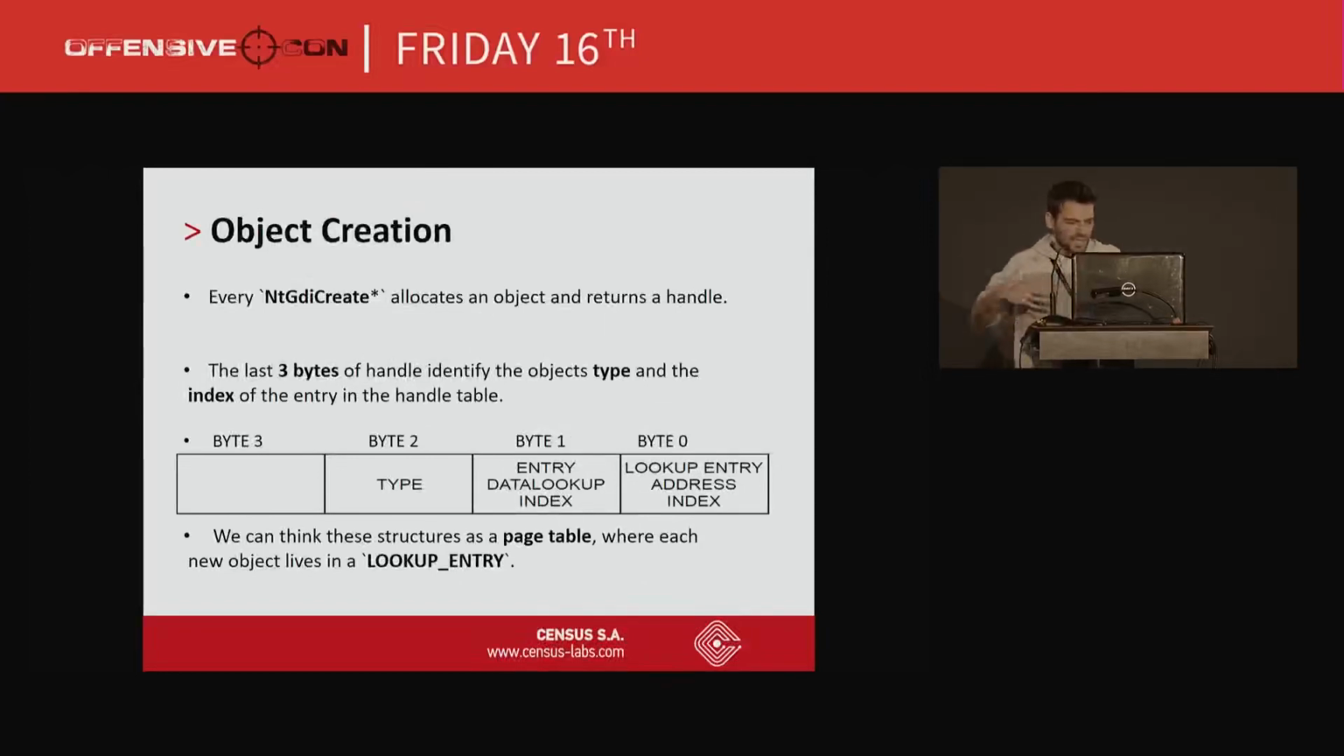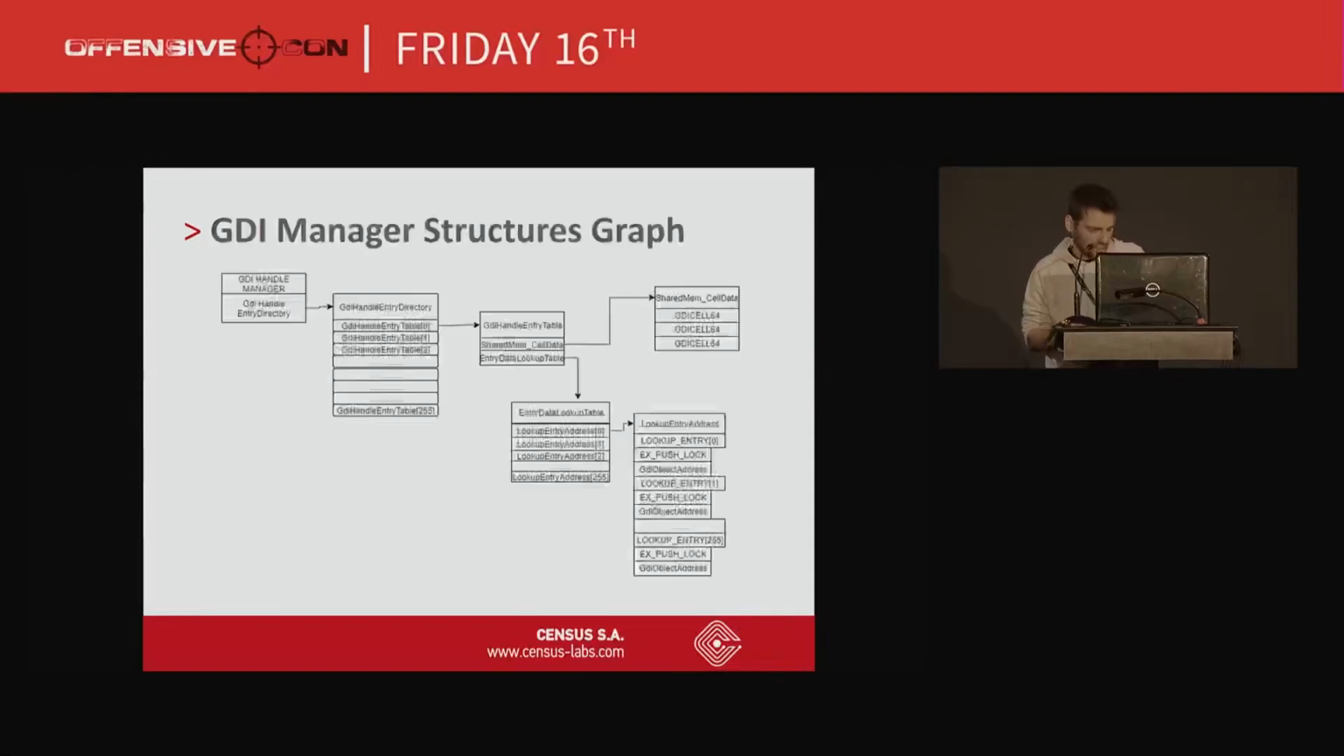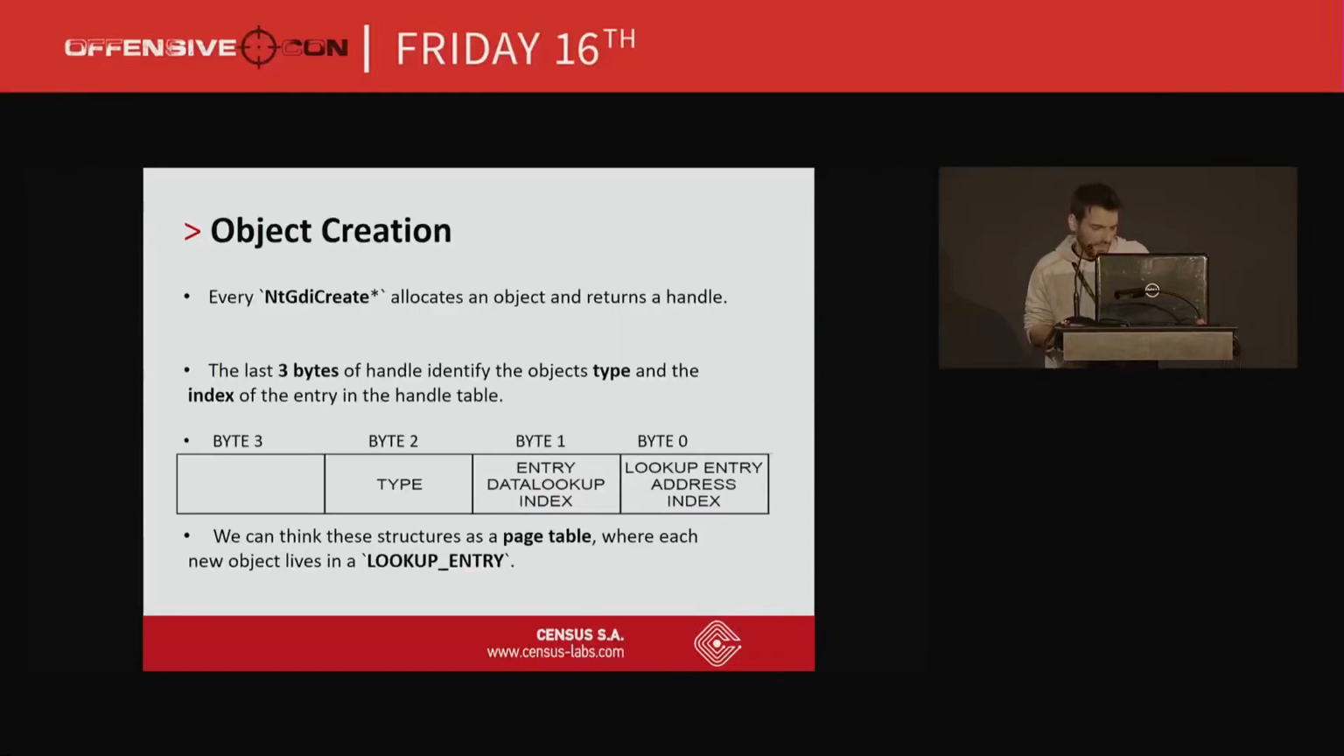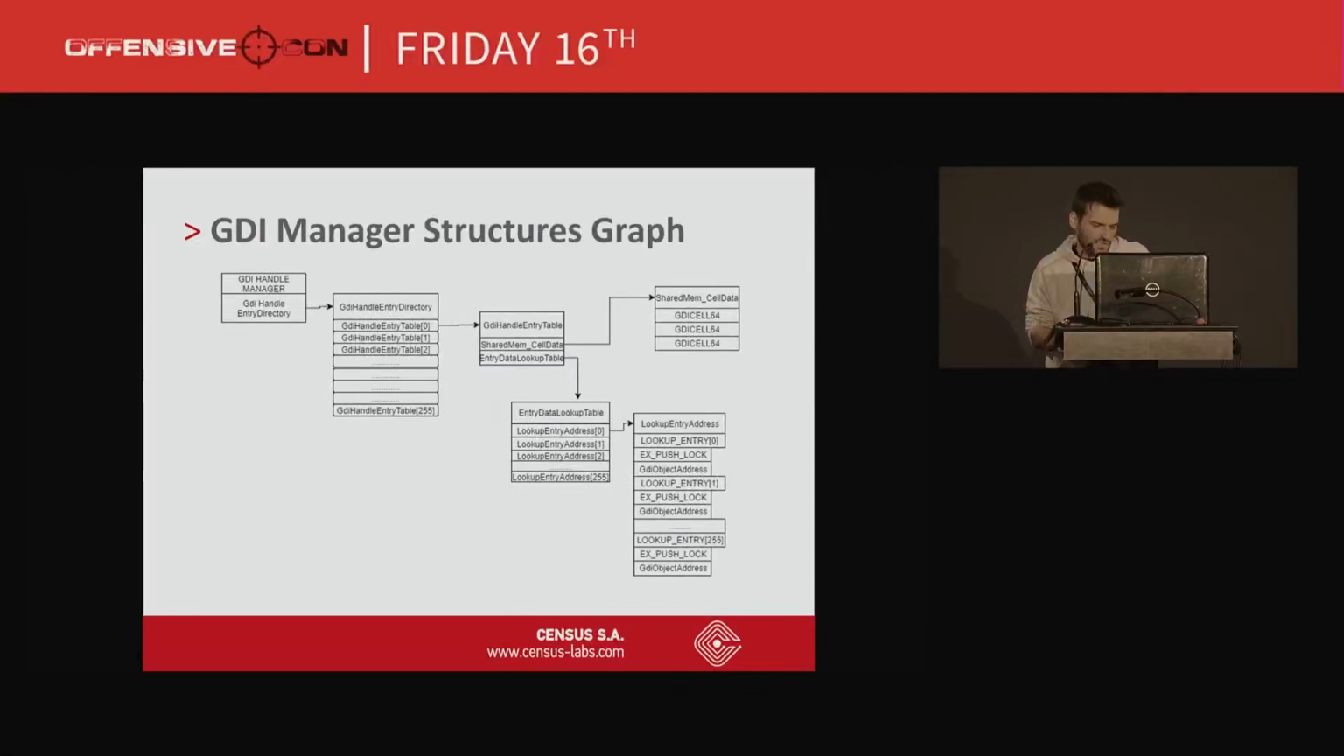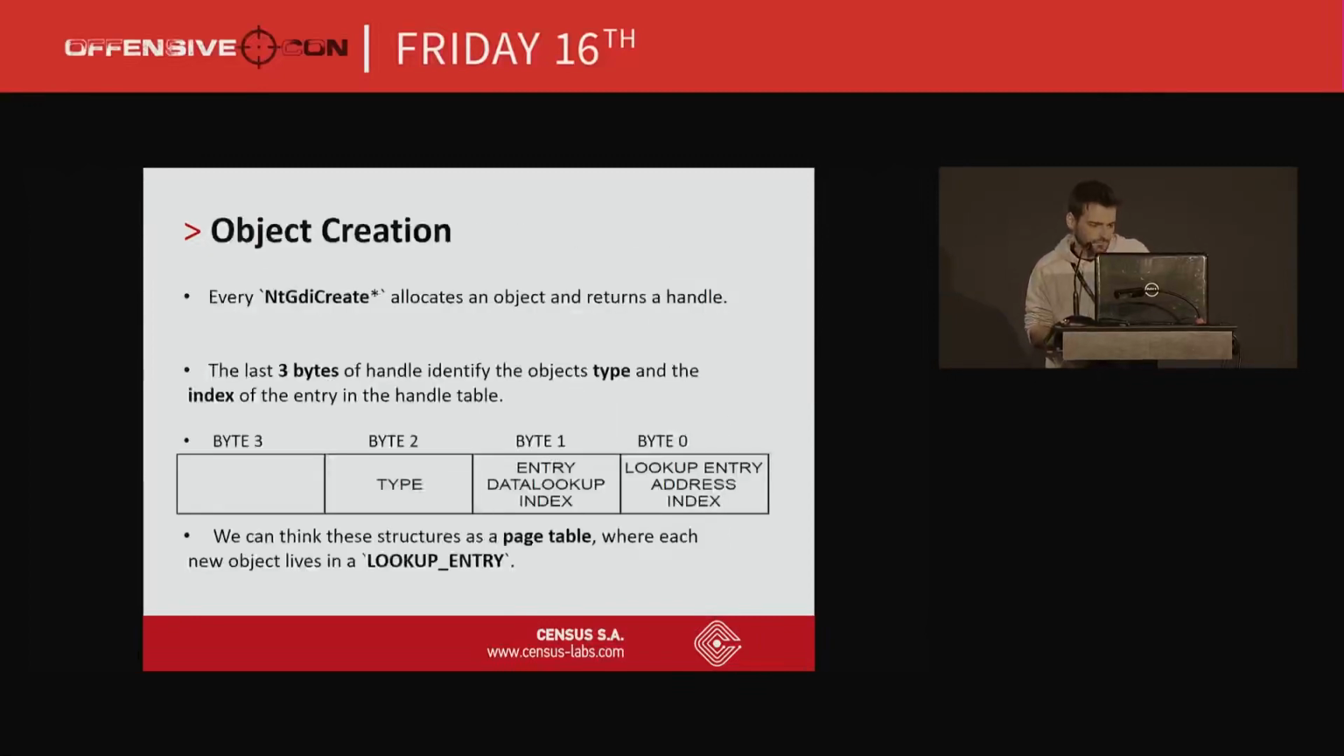So every NtGdi create-something system call allocates a GDI object and returns a handle for that object. The last 3 bytes of that handle identify the object type, and the other 2 are actually indexes to the handle table. As you can see, the 3rd byte is the type, and the other 2 are indexes to that page table. And we can think of those data structures as a page table, and each newly created object lives in the lookup entry directory.